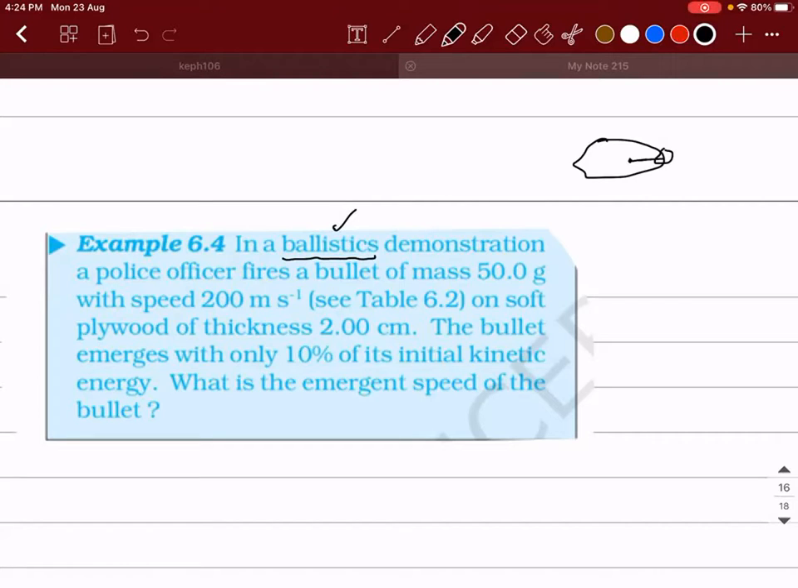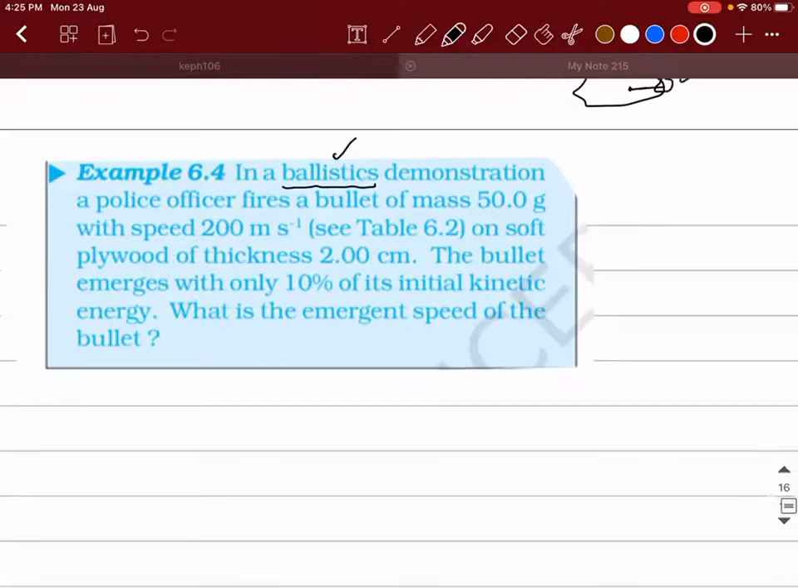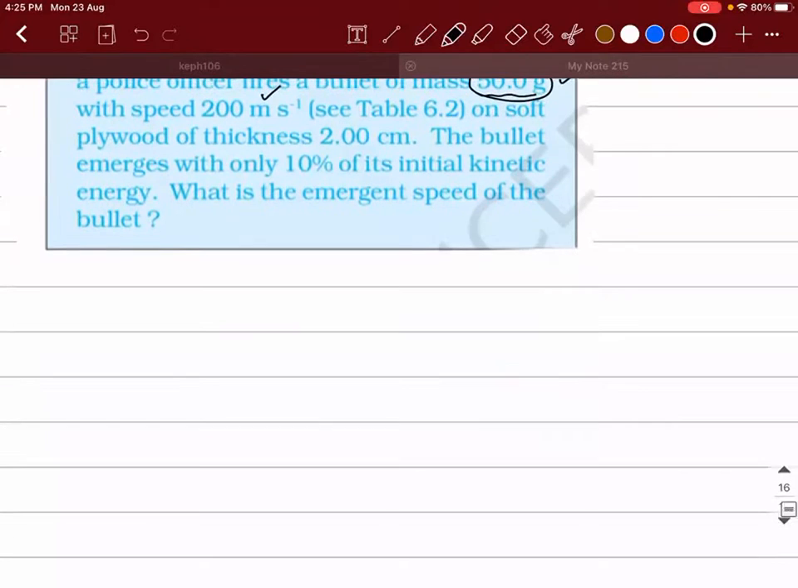Depending on the direction in which the bullet has traveled and to what extent it has pierced into a particular wall, they will try to frame a report. Are you able to understand? So in the demonstration, let's say the policeman has a bullet of mass 50 grams in his hand. The bullet used in his revolver is 50 grams, and it can travel with a speed of 200 meters per second, and it is hit onto a soft plywood.